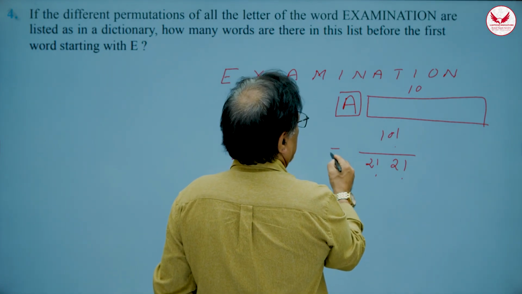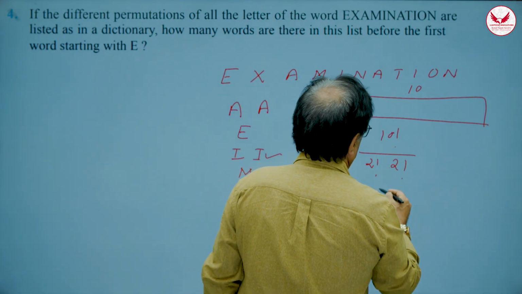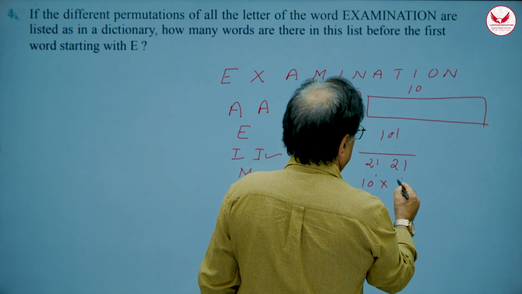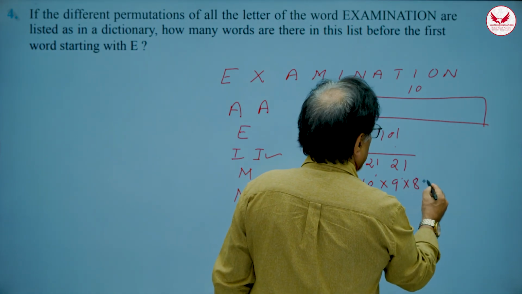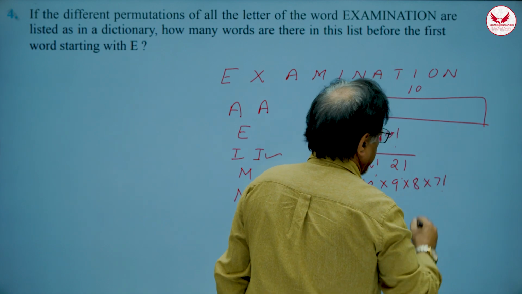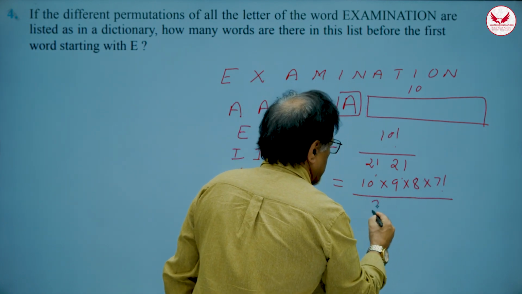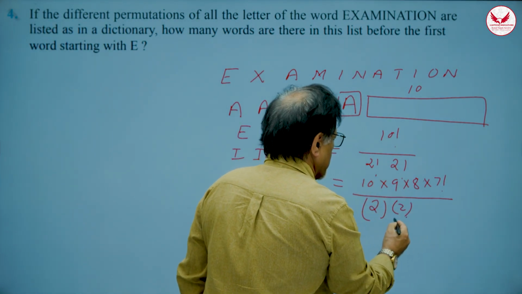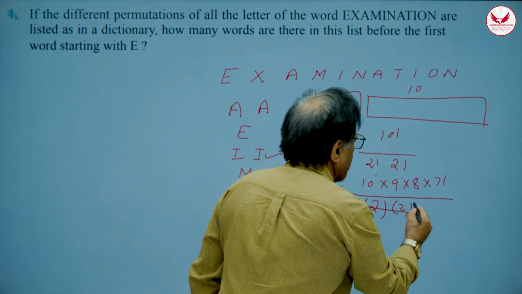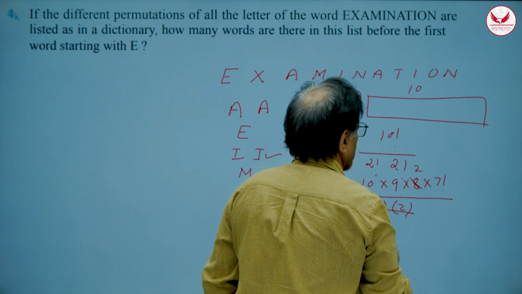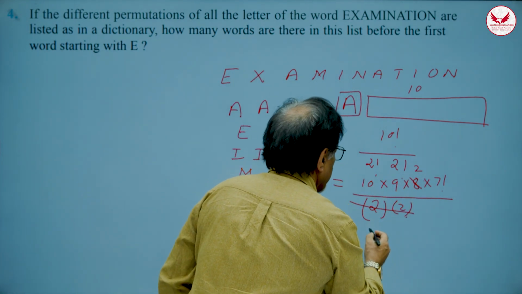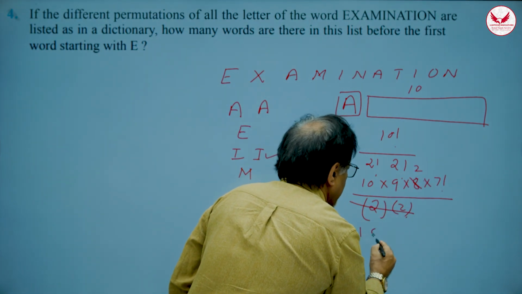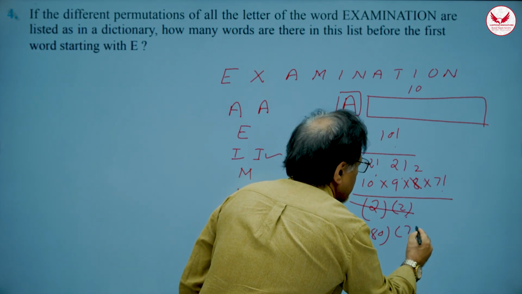Therefore, this number is 10 factorial divided by 2 factorial and 2 factorial. Now 10 factorial means 10 multiplied by 9 multiplied by 8 multiplied by 7 factorial. Divided by 2 factorial, which is 2, and another 2 factorial, which is also 2, so that means the denominator is 4. This 4 I am going to cancel with the 8, so that it becomes 2. Now what are we left with? We are left with 9 twos are 18, 18 multiplied by 10, so 180 multiplied by 7 factorial.